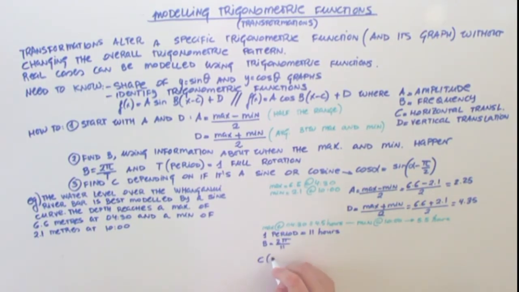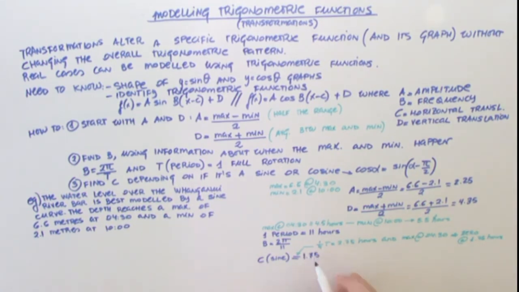And the last one, c. If I'm going to use a sine function, then I need to think that 1/4 of the period will be, in this case, 2.75 hours, and the maximum happens at 4.5 hours, which means the zero that is immediately before that maximum will be at 1.75 hours. That 1.75 will be c, the horizontal translation, for a sine.